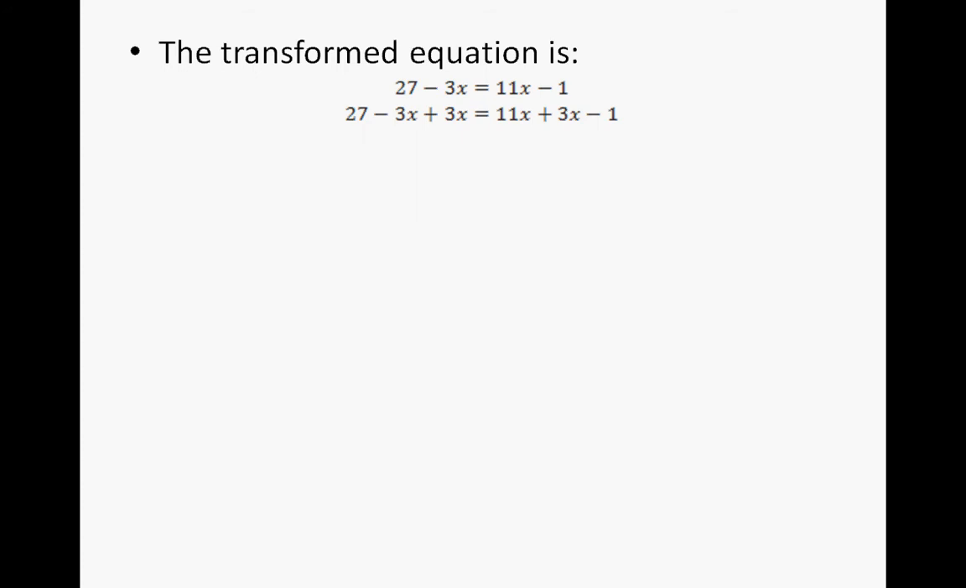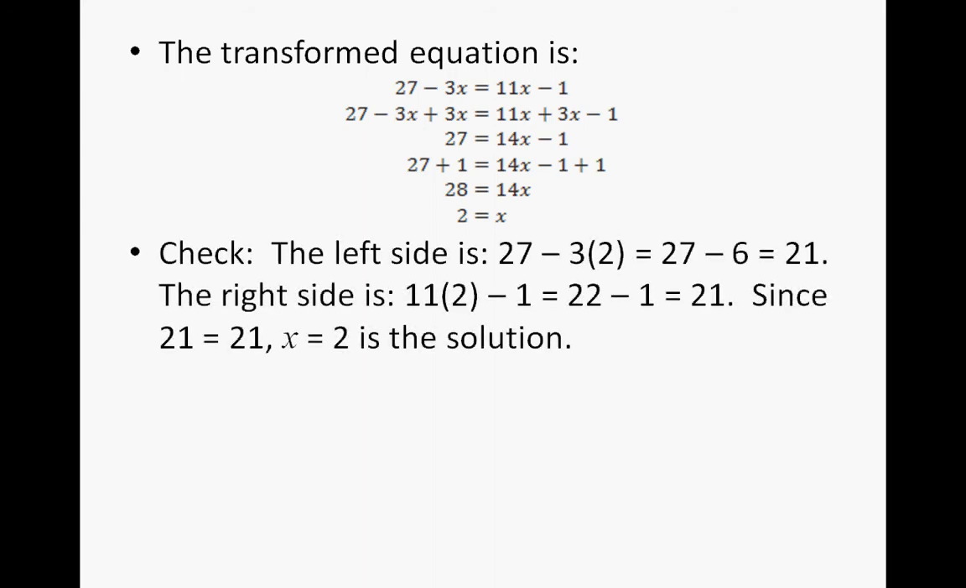We can go ahead and add 3x to both sides, because again we want to have positive x's whenever possible. So 27 equals 14x minus 1. Add 1 to both sides, becomes 28 equals 14x. And then last but not least, the answer to that would be x equals 2, because we would divide both sides by 14 and x is equal to 2. So again, checking this, plugging 2 into our equation, the right side of the equation would equal 21 and the left side would equal 21. So therefore, x equals 2 is the solution.